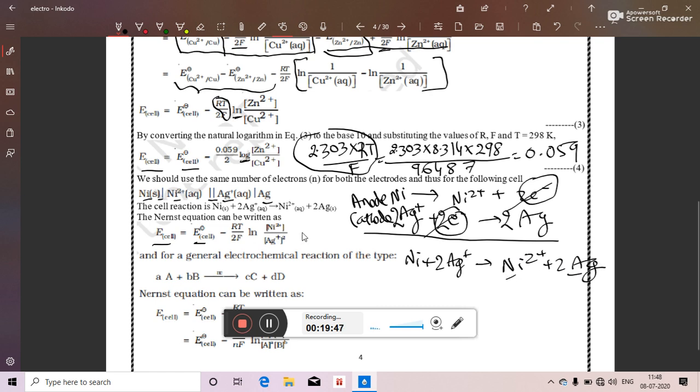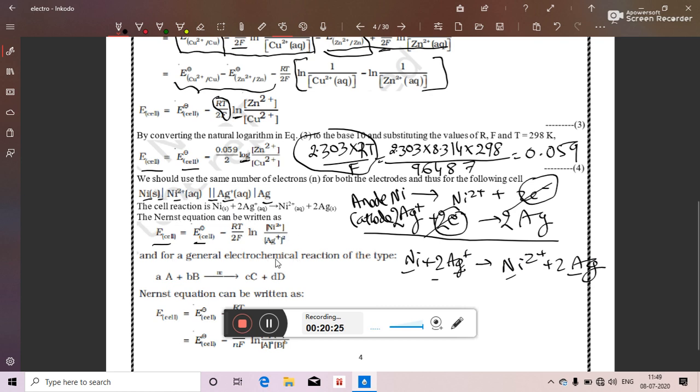If a cation has some coefficient, then that is written in the power of the concentration. Here there is only 1, so in the power of Ni2+ there will be 1. In the denominator we have the concentration of reactants, nickel and silver ion, but nickel is the metal, so its concentration is 1. We are remaining with the concentration, which is always shown by square brackets, that you have to remember: the square bracket of Ag+. Here the coefficient of Ag+ is 2, so we will write 2 in the power. So this is the way how the Nernst equation is written.